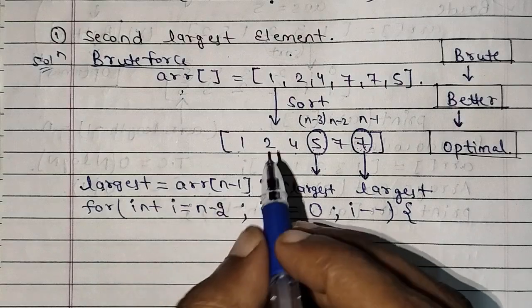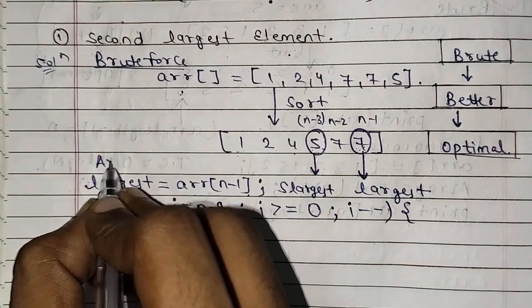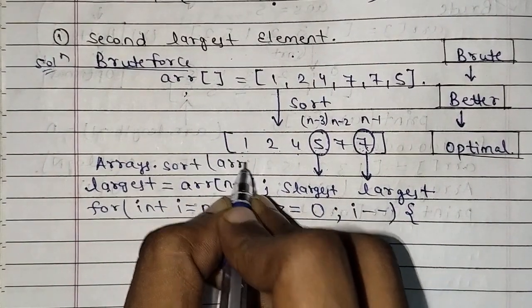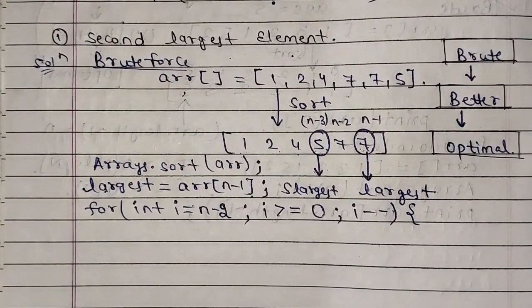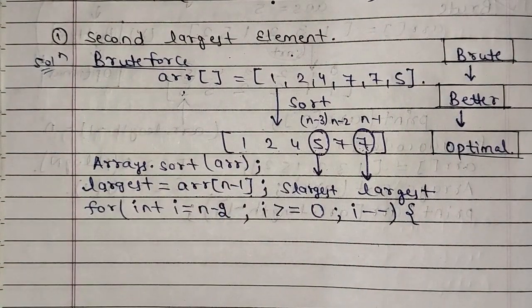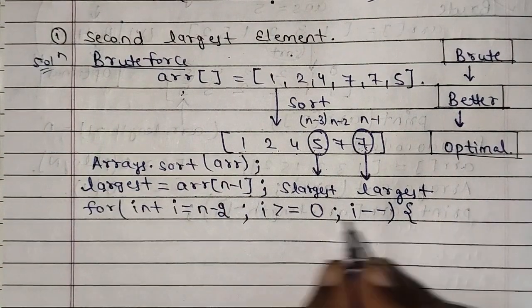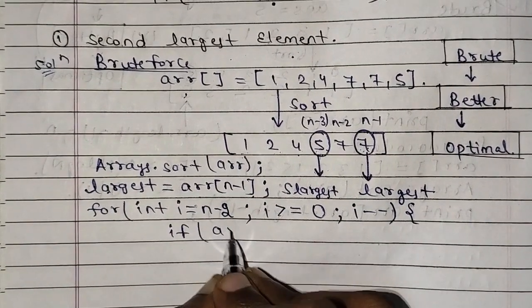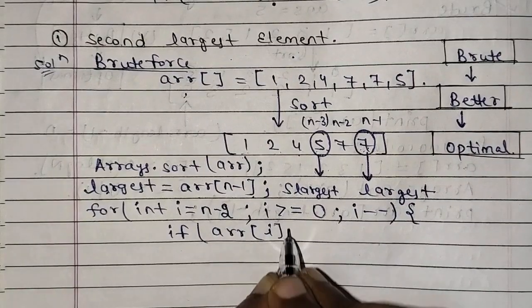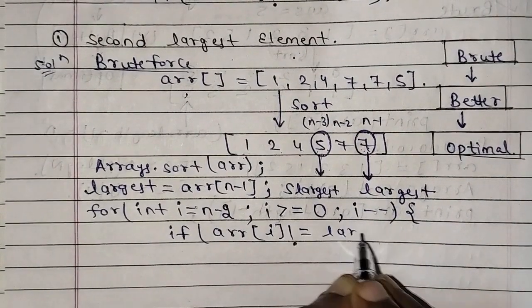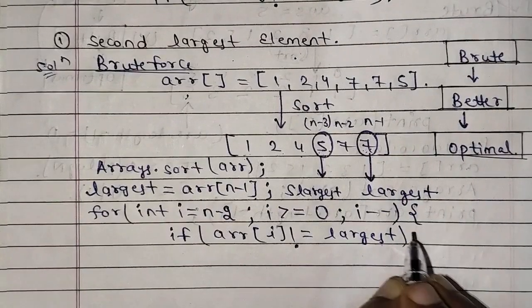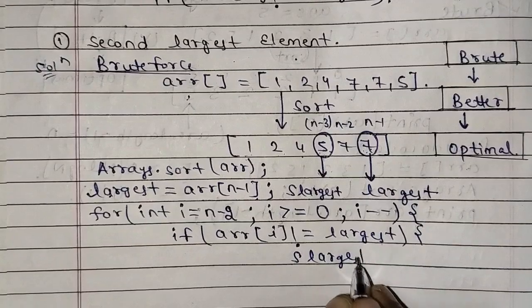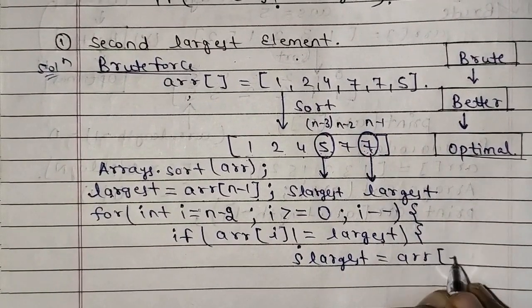How do we sort any array? Simply Arrays.sort, and here the name of the array. This is the one line code for sorting any array in Java. And then we compare: if arr of i is not equal to largest, then second largest is arr of i.